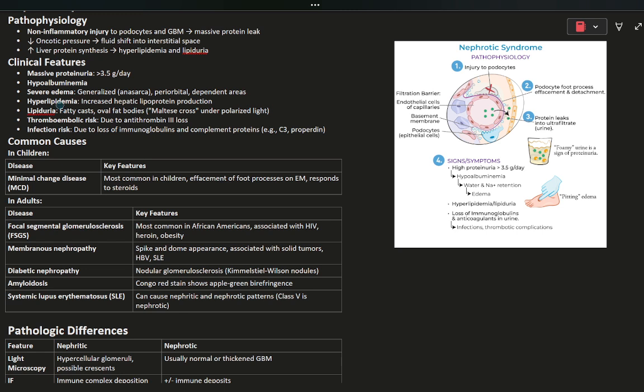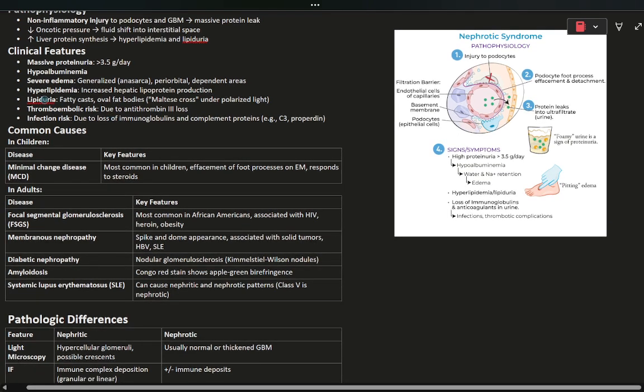There is also going to be hyperlipidemia due to the increased hepatic lipoprotein production, and then lipiduria, presenting as fatty casts and oval fat bodies. If you analyze the urine sample under polarized light, look for the Maltese cross-shaped objects, and that is going to indicate lipiduria.